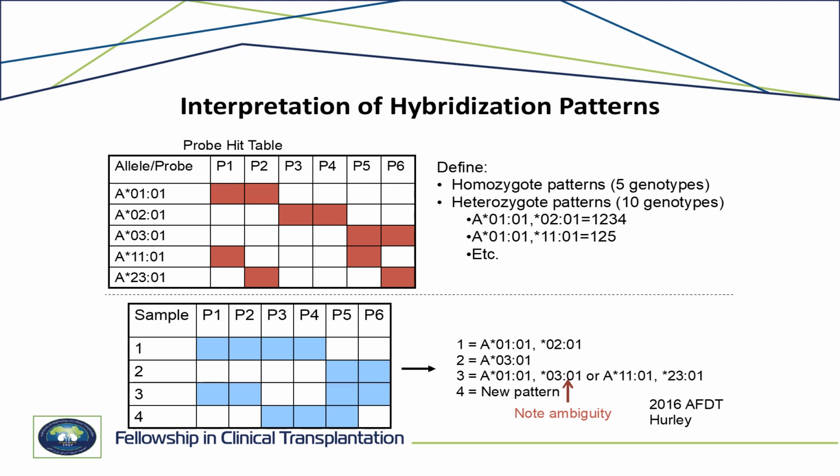If we look at the pattern in sample 4, you can notice that this pattern is a new pattern, not present in any of the previous samples. For example, it matches actually 0201, but what about this extra box? Is it half 0301? So when we find a pattern like this, it could be a novel allele or could be some sort of technical error, and extra investigation has to be done.